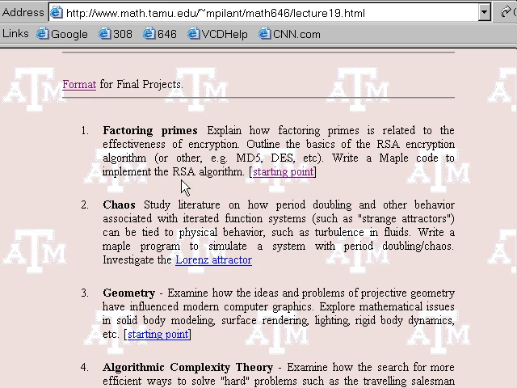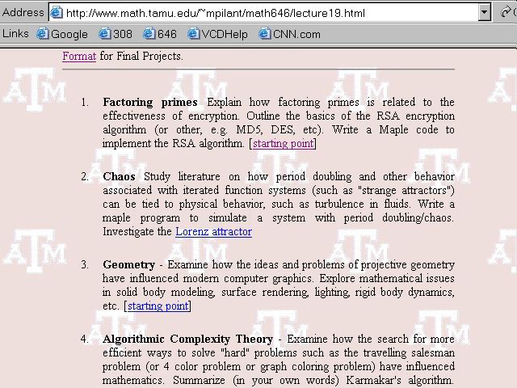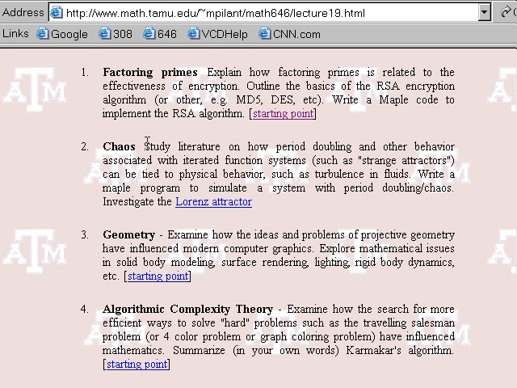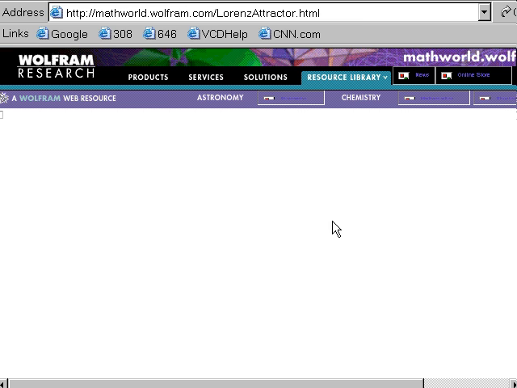Another sample problem has to do with chaos. Chaos is a much more contemporary mathematical subject. So one of the ideas you could do for this project is to look in the literature. For example, on the Lorenz attractor, this is a link that gives the history of the Lorenz attractor. It's a 3-dimensional nonlinear ordinary differential equation system.